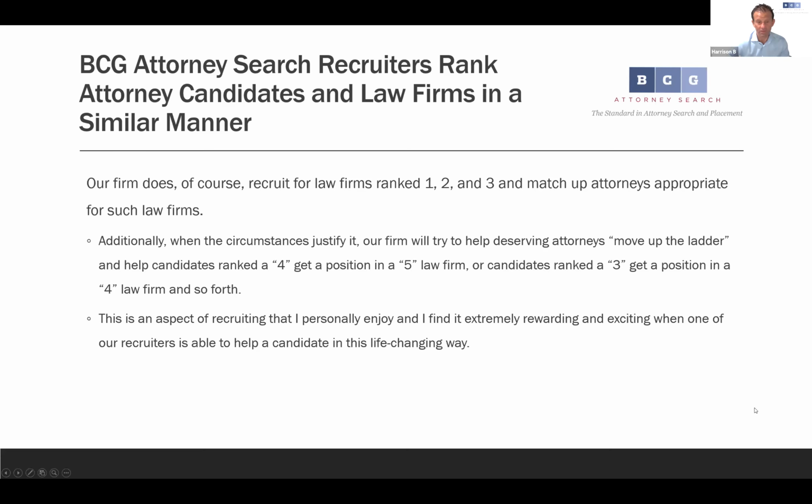Certainly we help 4 candidates sometimes get positions at 5 firms, and 3s all the time. Literally almost every week we help 3s get jobs in 4 firms, and also 2s get jobs in 3 firms. And it's fun when you're able to help people get positions at much better firms than they're coming from, and it can make a really big difference to them and change their careers.